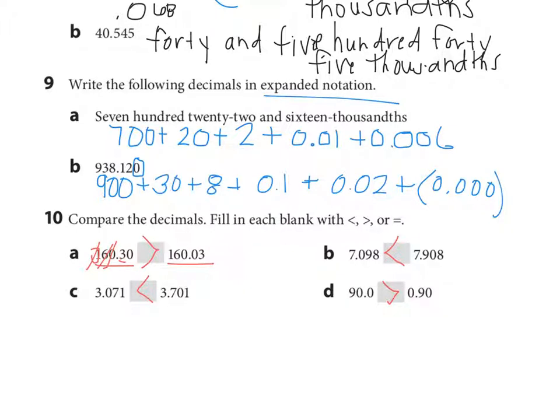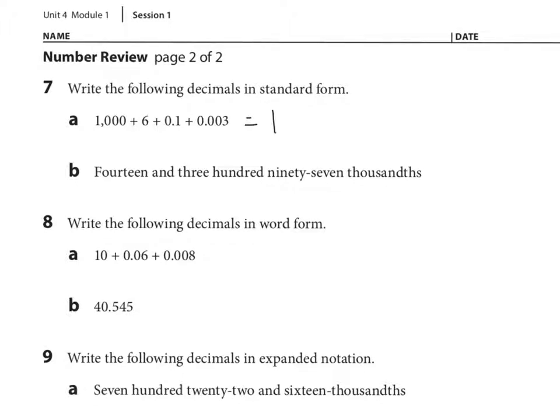Number 7 says write the following decimals in standard form. We have 1,000 plus 6 plus 1/10 plus 3 thousandths. That would look like this, because I think there's a 1 in the thousands place, a 6 in the ones place, a 1 in the tenths place, and a 3 in the thousandths place. B says 14 and 397 thousandths. 14 and, remember that and means a decimal point, 397 thousandths.